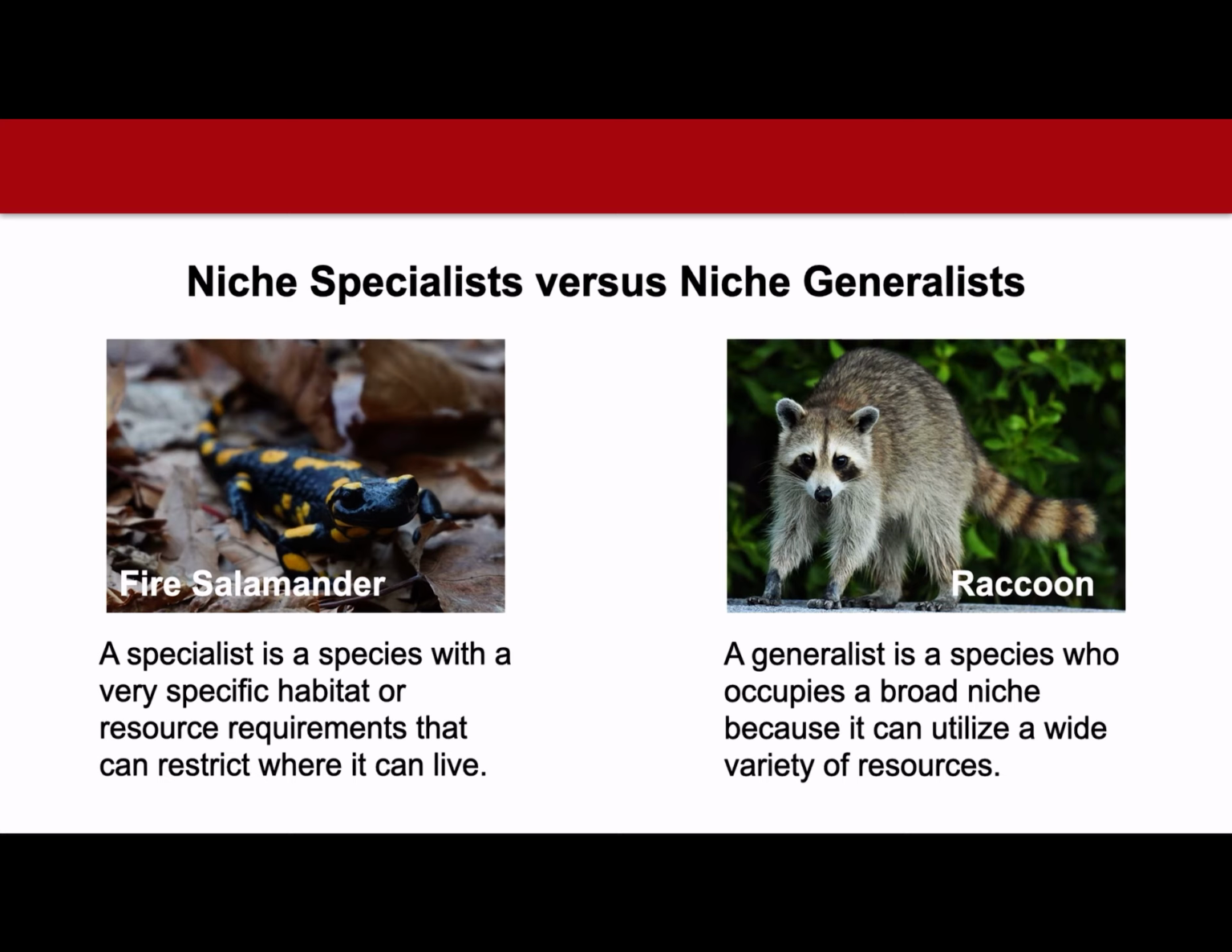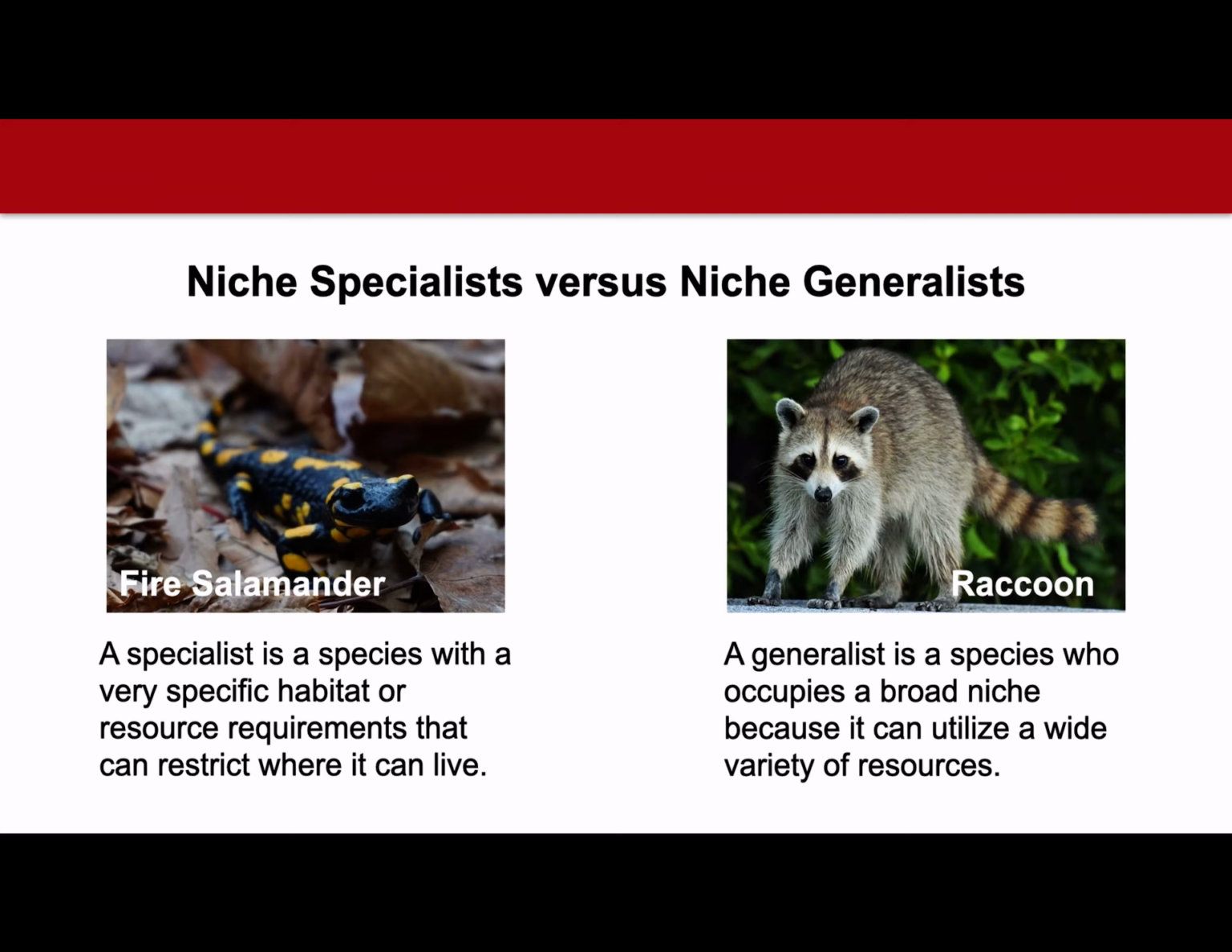You'll probably recognize the niche generalist shown here. It's a raccoon. Raccoons can be found almost anywhere in the United States and are not picky about their environment. They can survive in adverse conditions and utilize a variety of resources. You'll find raccoons living in cities and forests, in dry landscapes, and in swamps.